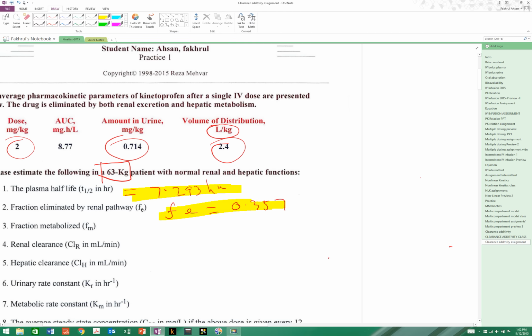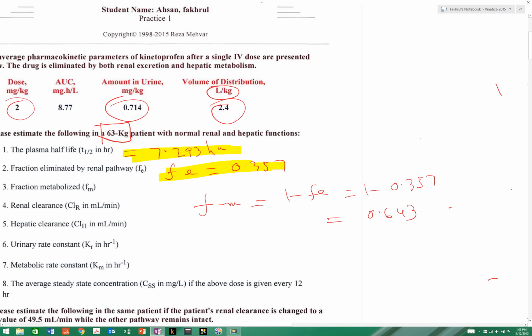I am keeping these answers because we are going to use them again. Then fraction metabolized, as I have mentioned in the class, Fm is equal to 1 minus Fe. That means Fe is 0.357, so 1 minus 0.357 is going to be 0.643. So this would be your fraction Fm, number 3, 0.643. This is fraction metabolized.